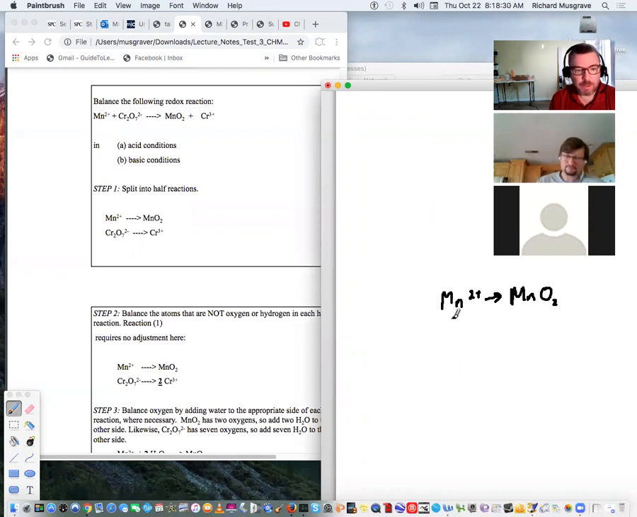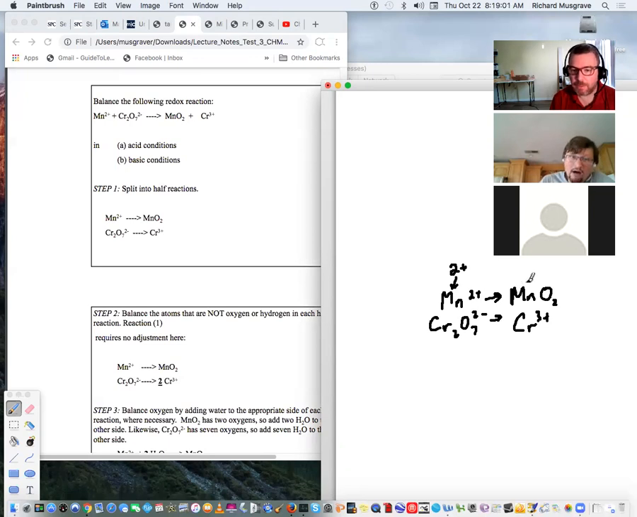And then we've got Cr2O7 2- going to Cr3+. What I want you to see from this, and this is not something you have to do to balance this, is just the charges on each of these species. For Mn2+, it's pretty obvious what the charge is. It's +2 or 2+.